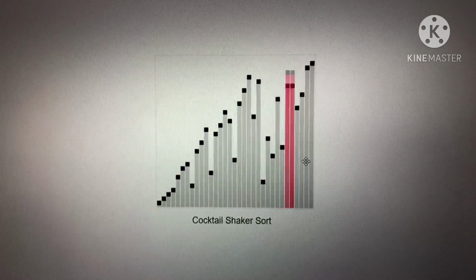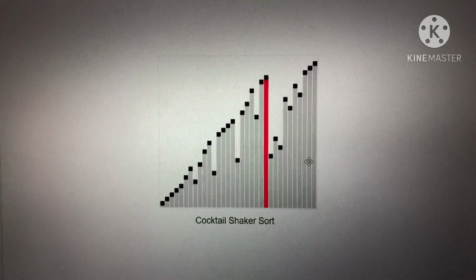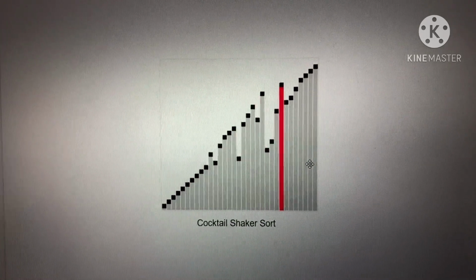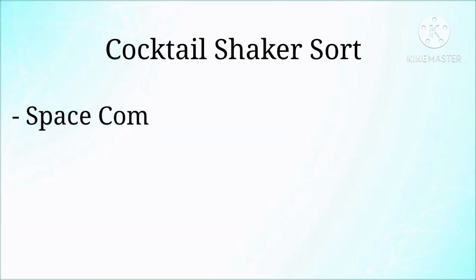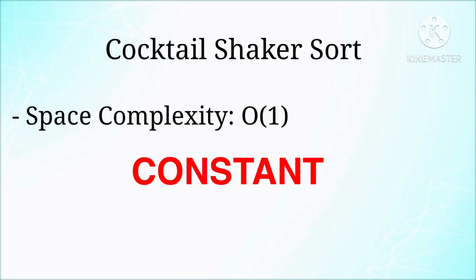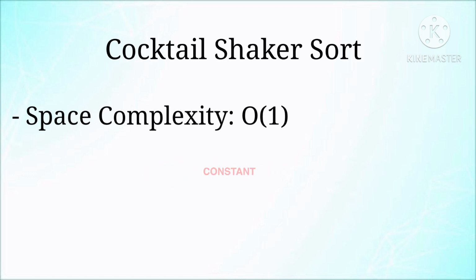It achieves a slightly better performance than bubble sort because bubble sort only sorts through a list in one direction. The cocktail shaker sort has a space complexity of O(1), which means that the space required by the algorithm to process data is constant, so the size of it won't grow. This is good when you do not need to add or take away any values.